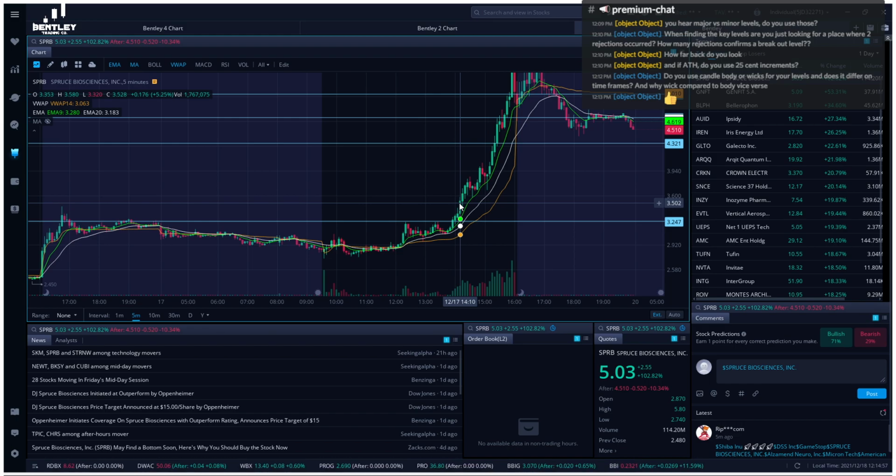If it's below those levels, I don't look at it. That means the sellers are in control. It's bearish. So I'm only looking at a stock if it's above these levels. Any questions on those?